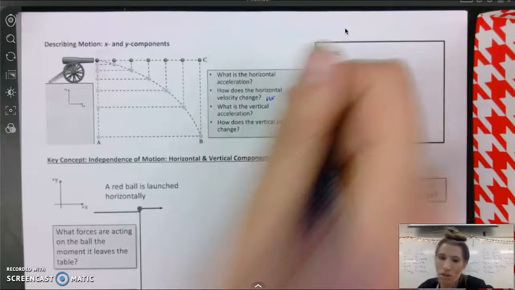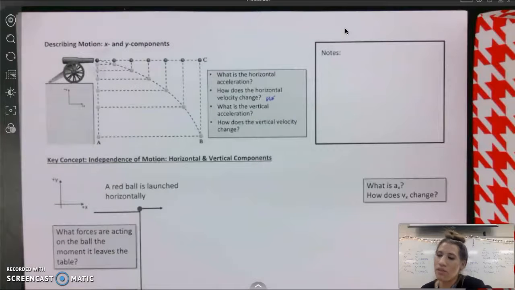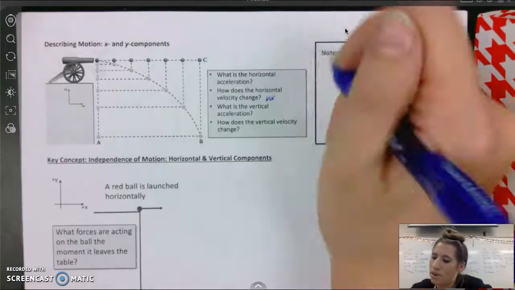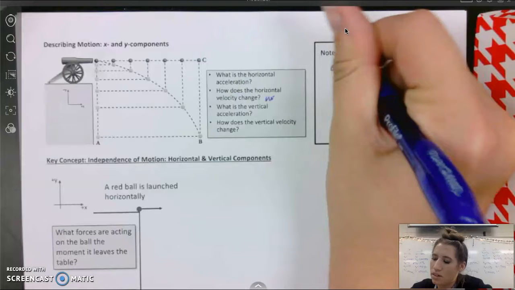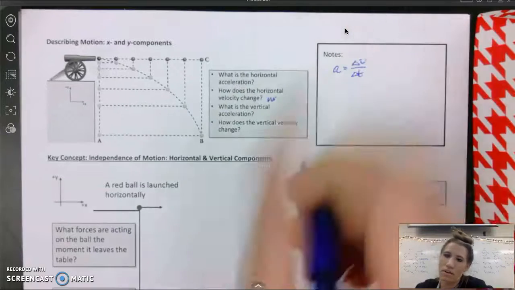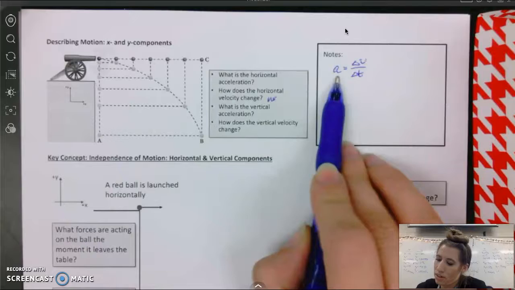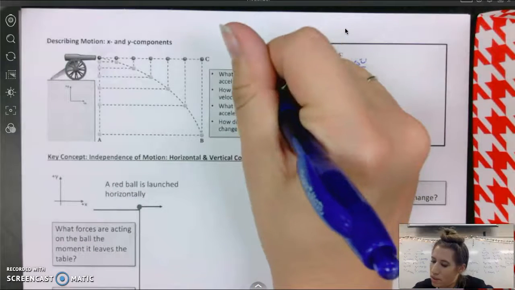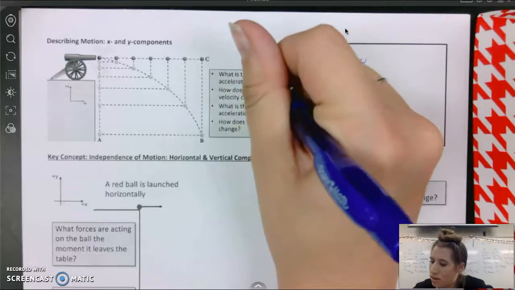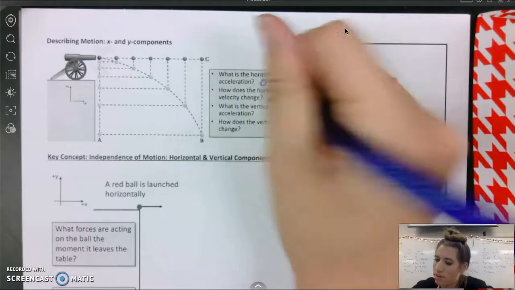Okay, there's no change there. And if there's not a change in the velocity, right? Reminder, acceleration is a change in velocity over a change in time. If the change in velocity is 0, then we don't have any acceleration. So in the x direction, our acceleration is 0 meters per second squared.